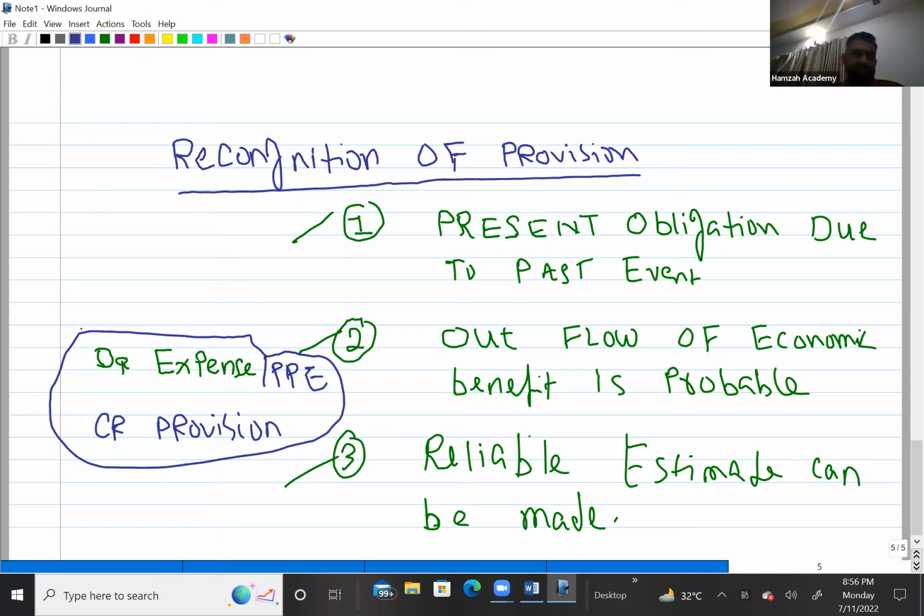Usually provision is treated as an expense, but if the provision has been created due to an asset and that is directly attributable to the asset, then the property, plant and equipment can also be capitalized. The examples are dismantling cost. The provision for dismantling is directly attributable to the property, plant and equipment, and they are usually capitalized initially as a part of the cost of the asset. Any question on this recognition criteria?